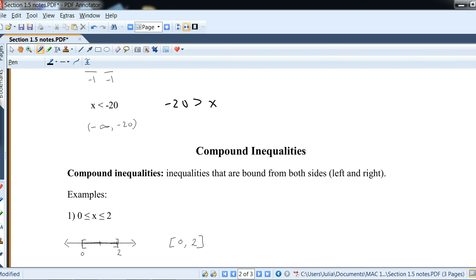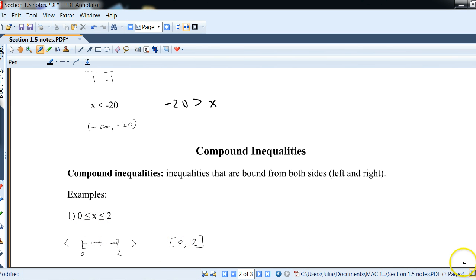Next, let's talk about compound inequalities. Compound inequalities for us would be the two-sided inequalities. For example, like 0 less than or equal to x less than or equal to 2. The way I look at these is x is really between 0 and 2. And notice how we can draw it. It does not go to infinity in this case because really x is between 0 and 2. We do include them with brackets because of the less than or equal to.